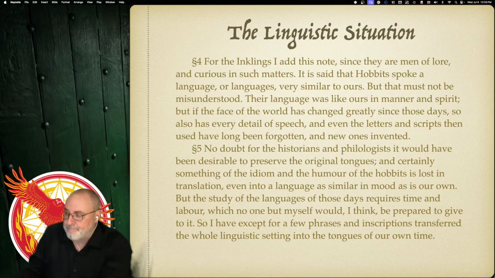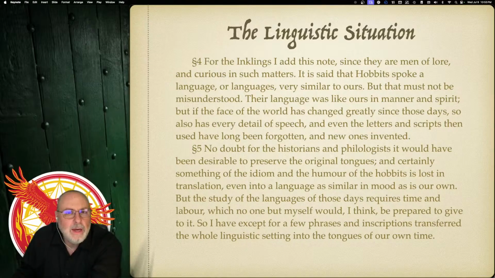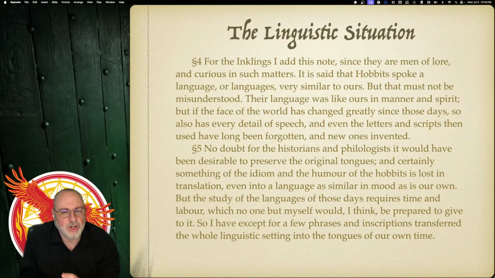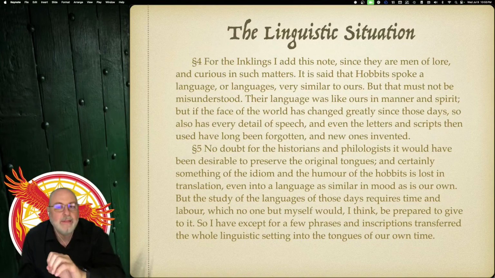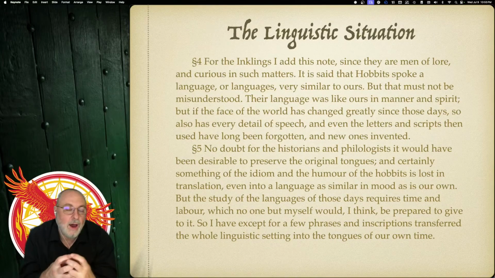So he's like, French, maybe? Or German? Or Old English or something? Like Frisian? Yeah, exactly. How is it very similar to ours? But he immediately says, that must not be misunderstood. Don't be thinking etymologically, because that's not what I mean. I don't mean that they spoke a language which is like a cousin language to ours.